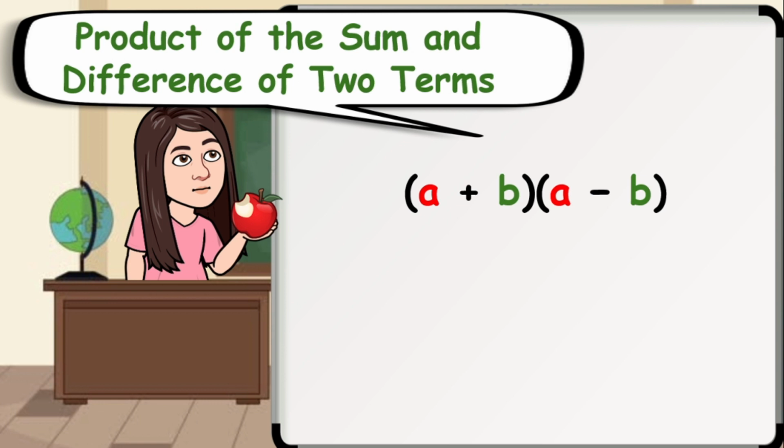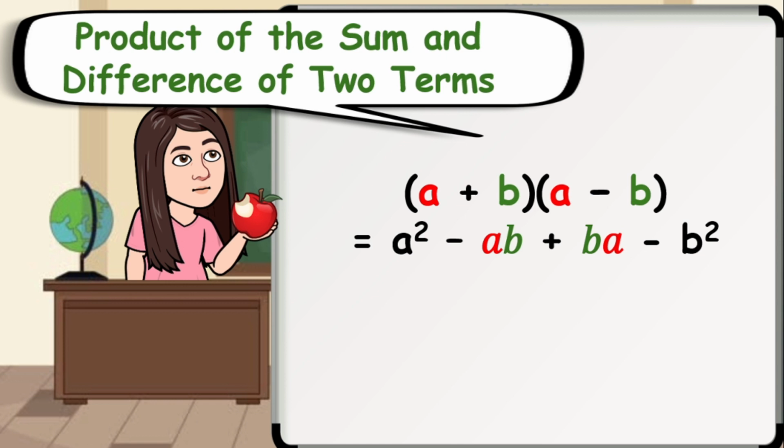For us to illustrate how to get its product, we will use the FOIL method. Multiply the first terms, a times a is a squared. Multiply the outer terms, a times negative b is negative ab. Multiply the inner terms, b times a is positive ba. And lastly, multiply the last terms, b times negative b is negative b squared.